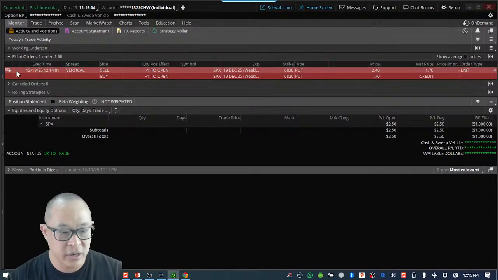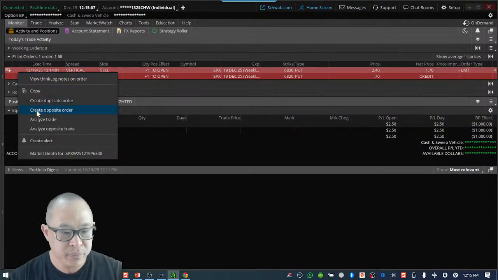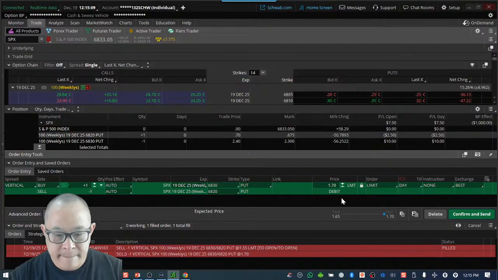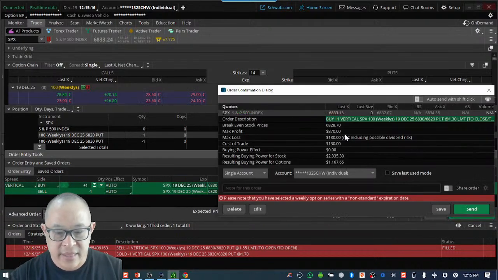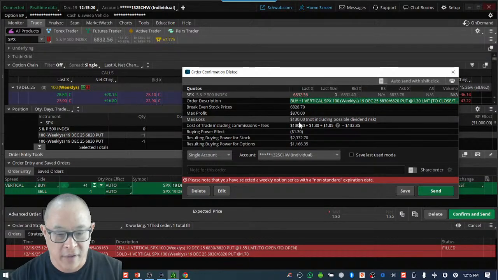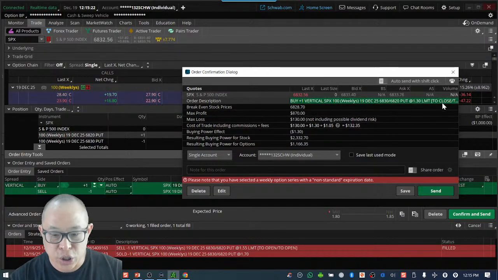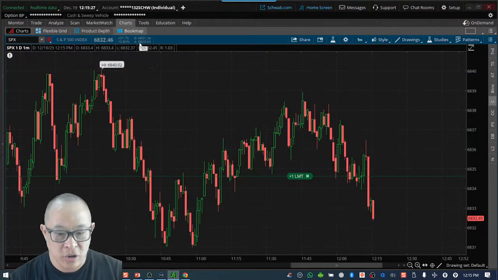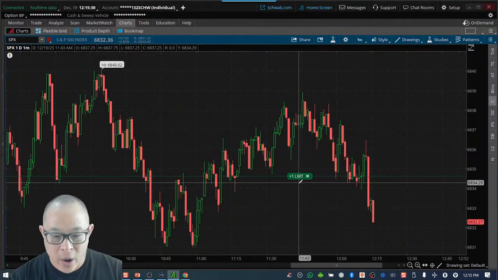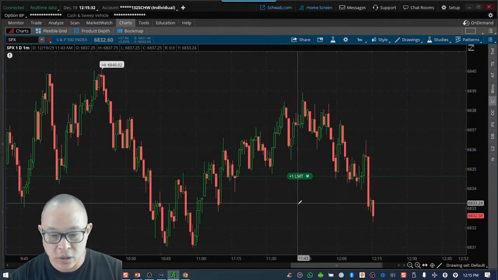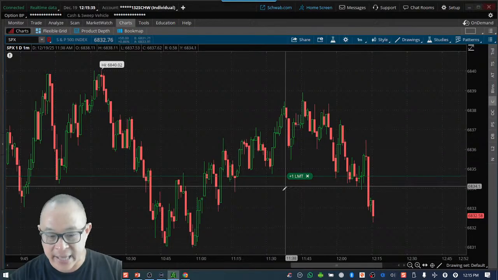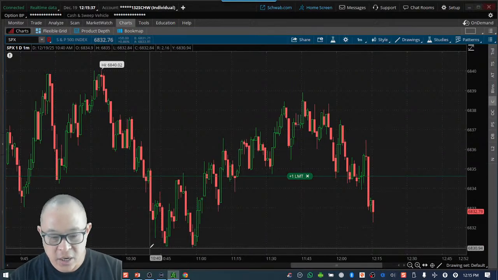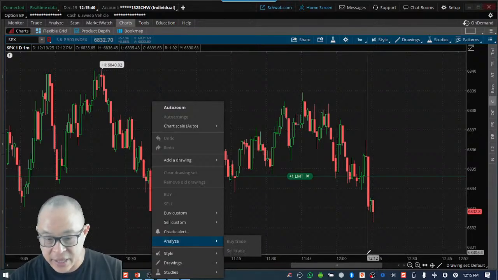So if I just go here and I create an opposite order, I can actually get out of this trade by buying it back for cheaper. So since I sold it for 170, let's say I buy it back for $1.30. You'll see that that would be a $40 net profit, right? So this is buy to close. So if I click send, what that means is, what's cool is on the chart you can actually see where the price will necessarily need to go before it exits the trade. I'm going to put in a stop loss right down here at 6831.